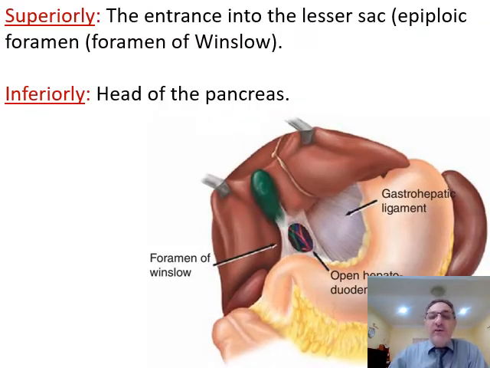The entrance of the lesser sac, we call it epiploic foramen, or foramen of Winslow, or opening of Winslow. You can put your finger here and you enter inside the foramen of Winslow, and this then goes behind the stomach.